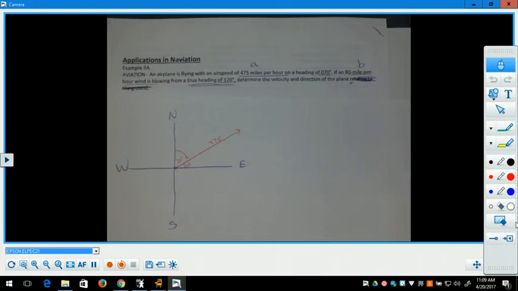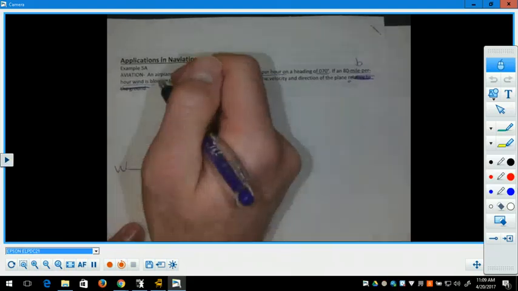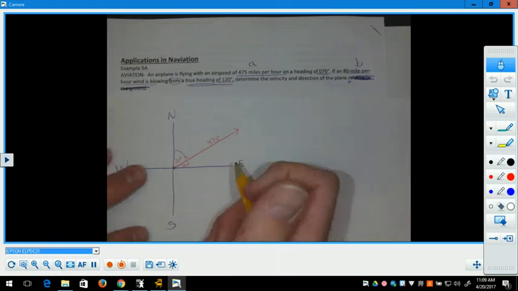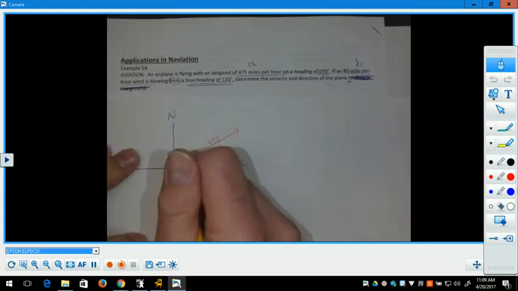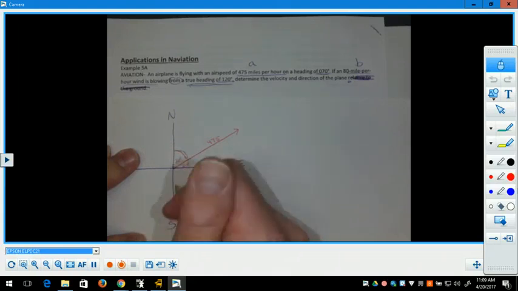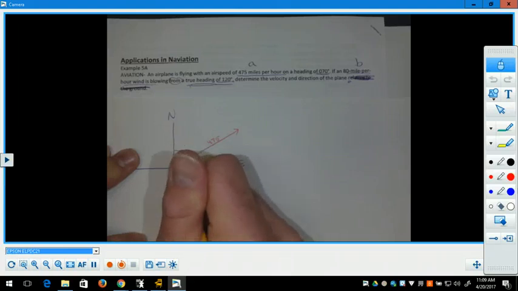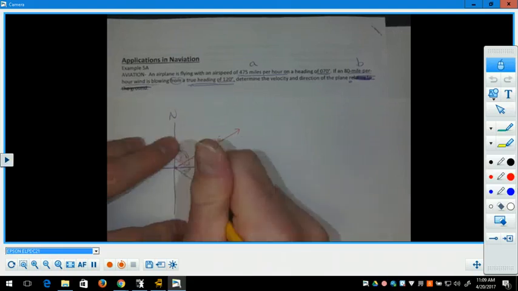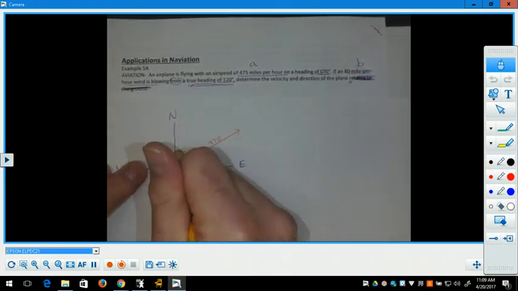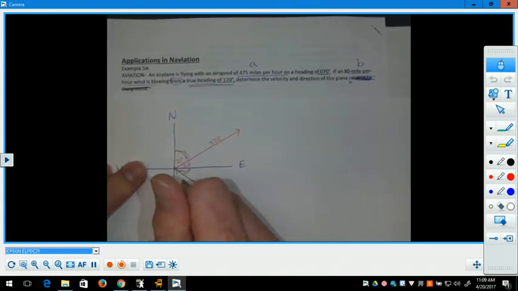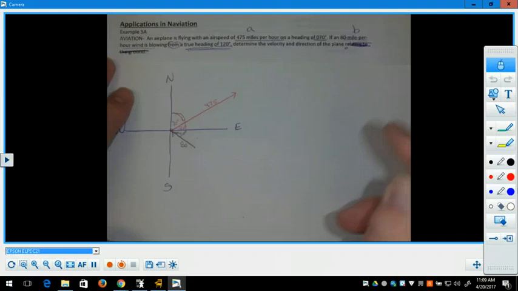Then we took our wind, which it says is an 80 mile per hour wind blowing from true heading of 120. So it's actually not blowing away in that direction, it's blowing toward here. So if I go 120 degrees, or 90 plus 30, now here's a mistake we made in sixth hour. I think we might have drawn the arrow this way. But in fact, it's from the true heading, so it's going this way. This is vector B, which we have at 80 for the side length. So there's our picture so far.